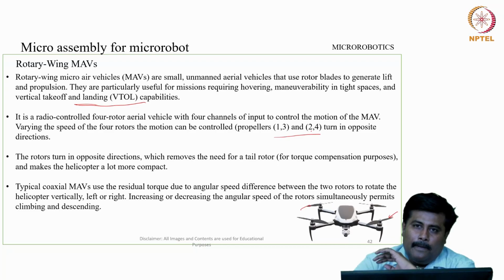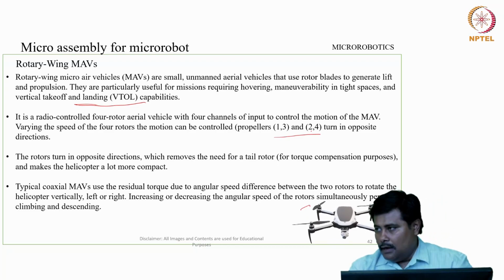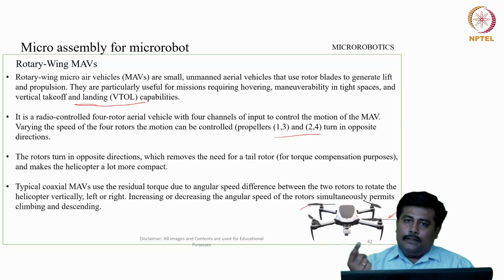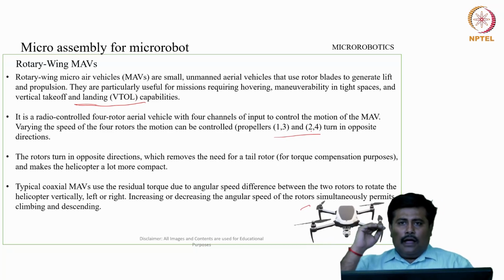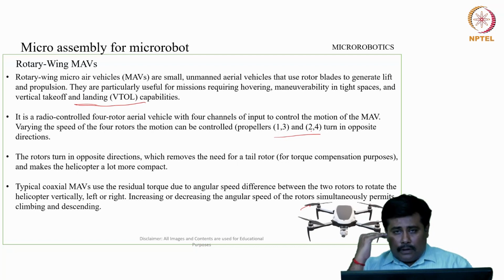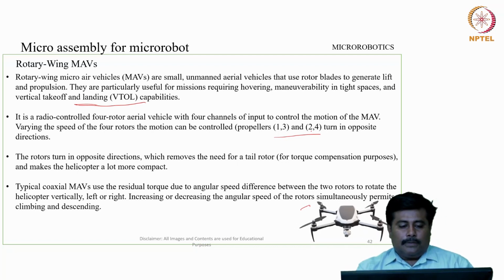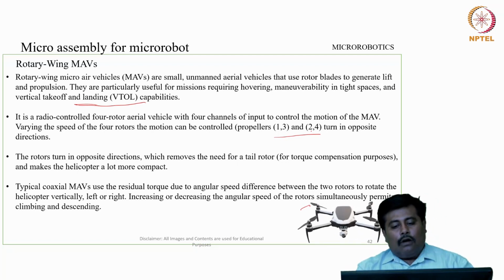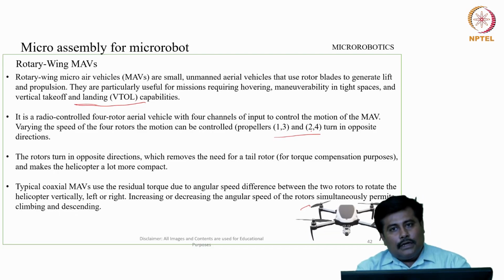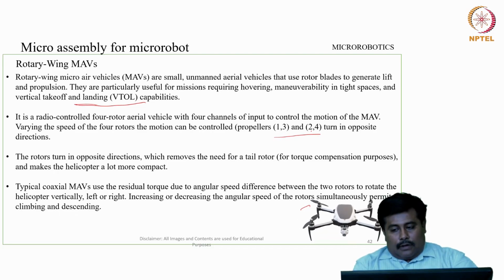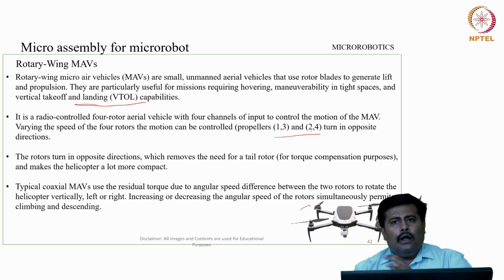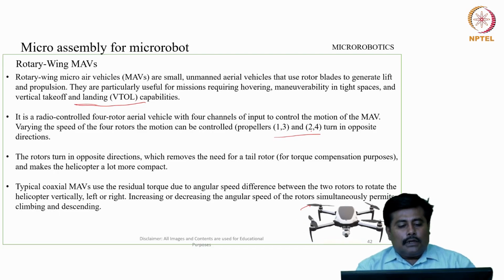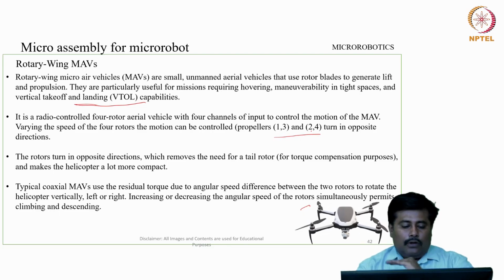By controlling these propellers individually, we can have control over the overall flight motion as well as the overall movement of the system. The rotors turn in opposite directions, which removes the need for a tail rotor for torque compensation and makes the helicopter a lot more compact. So the rotors turning in opposite directions helps the rotor movement.